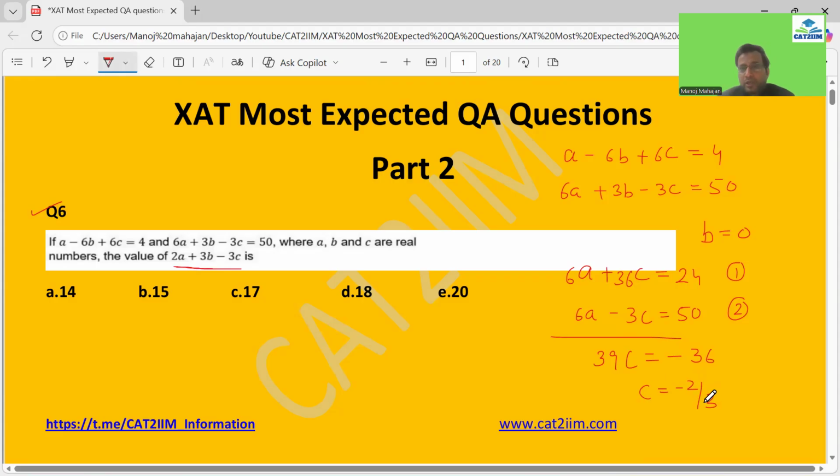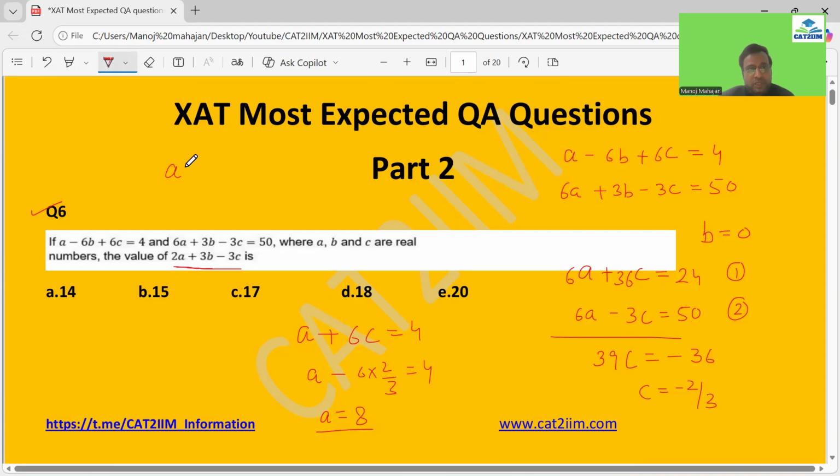Now you can calculate the value of a with any of these equations. So I'm using the first one. It was what? a plus 6c equal to 4, right? So when you put c as minus 2 by 3, at least everyone can do this in the exam hall. So what do I get? This is how much? Minus 4, and going the other way over here, so a becomes 8. So I got a as 8.